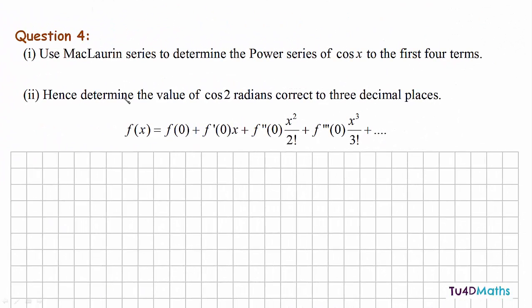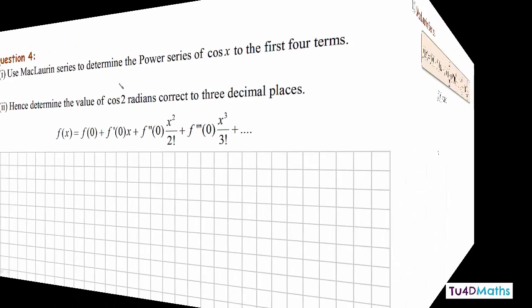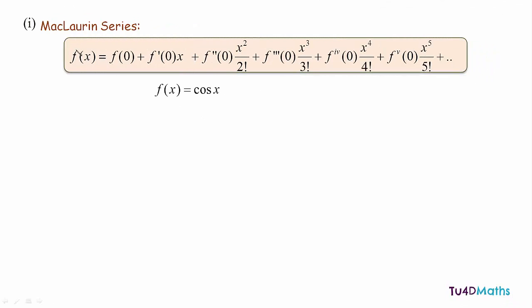In this question, we look at using Maclaurin series to determine the power series of cos x to the first four terms. We then use this series to calculate the value of cos of 2 radians. So, as before, we use the Maclaurin series to create a power series for the function. And this time, the function f(x) is equal to cos x.